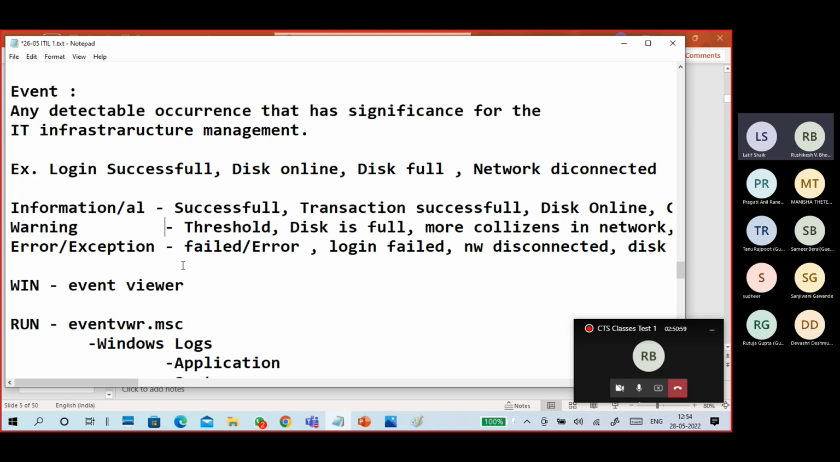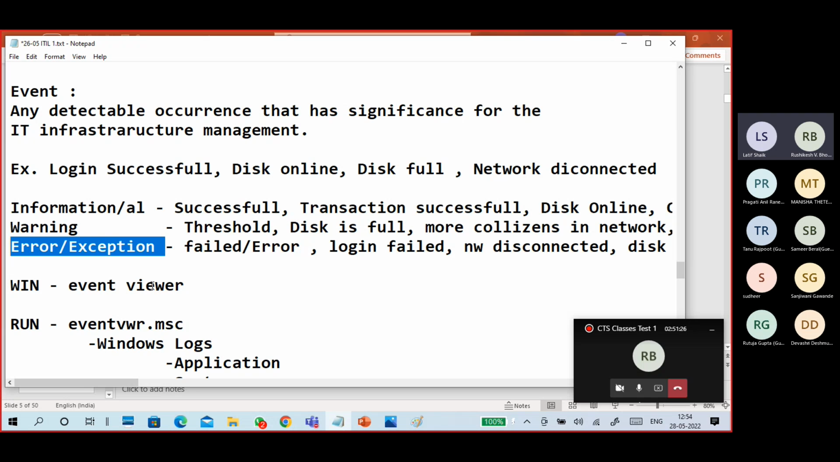Warning: your mailbox is full. Your internet is very busy. Maybe the disk is full. Like this comes under warnings. Issue: any issue like a disk failure in a RAID. Backup location is full, change the cassette, like this.